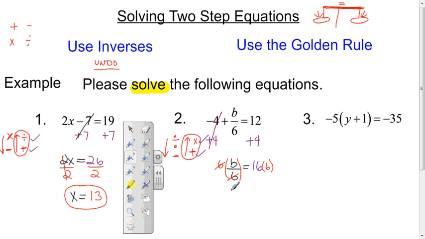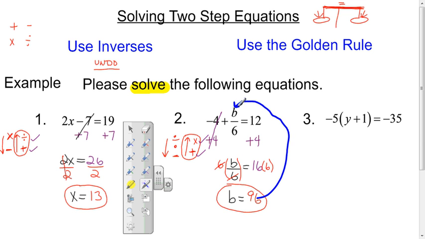Inverses cancel as a matter of practice. We get b equals 6 times 16 is 96. So my answer is b equals 96. Again, it's the answer because 96 is the missing number that when plugged in for the variable would make this equation true. And you could plug that in if you like and get a chance to check it.